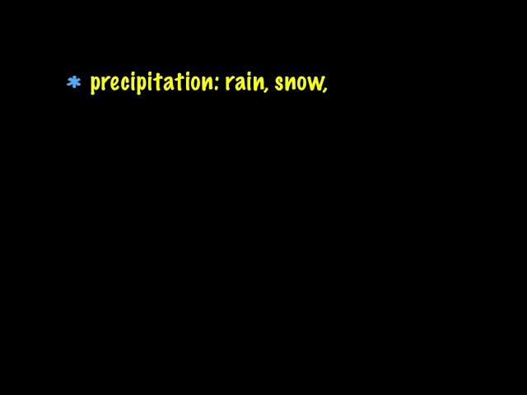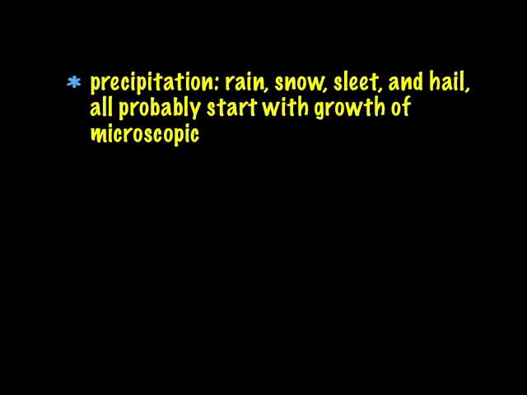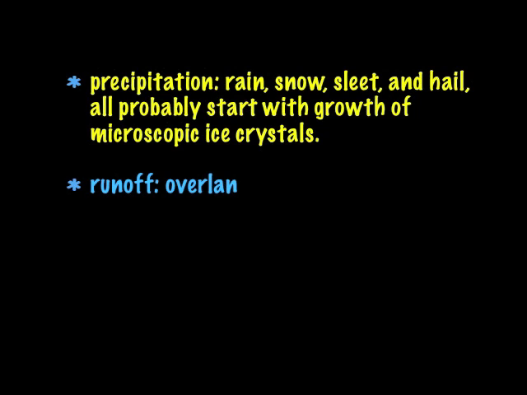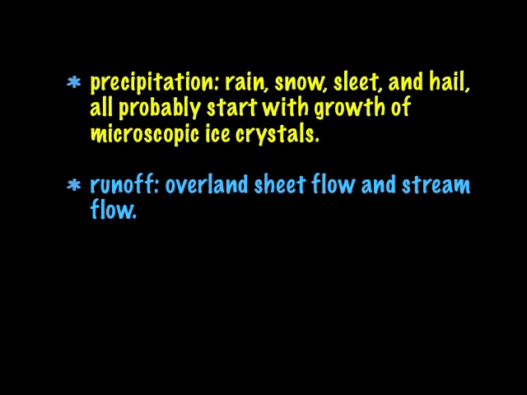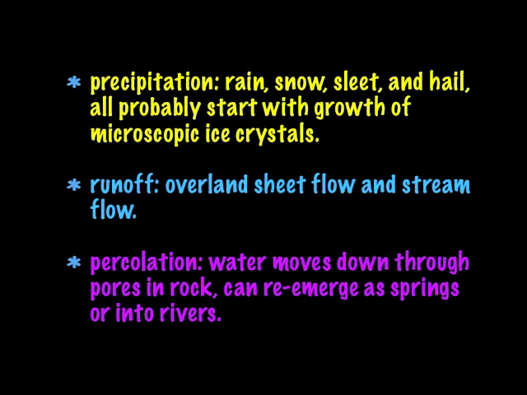And finally, precipitation: rain, snow, sleet, and hail all probably start with growth of microscopic ice crystals in the clouds. Runoff: overland sheet flow and stream flow. And percolation: water moves down through pores in rock and can reemerge as springs or into rivers.